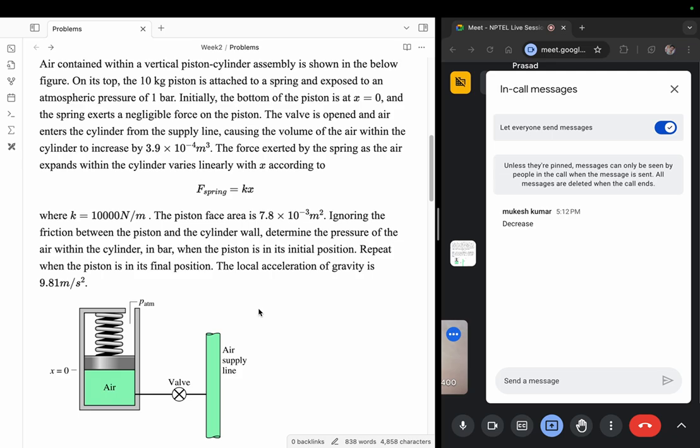Okay, sir. So what are you expected to find in this problem? What are you trying to find? The question asks you to find the pressure of the air within the cylinder, right? When the piston is in its initial position. Okay. So how will I get the pressure here?